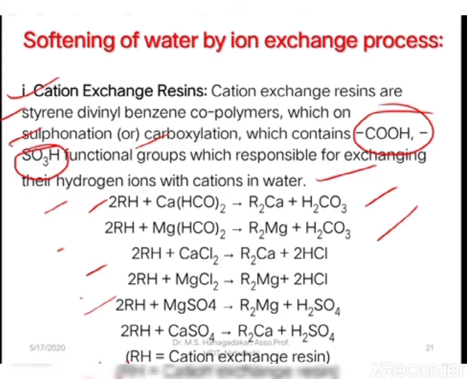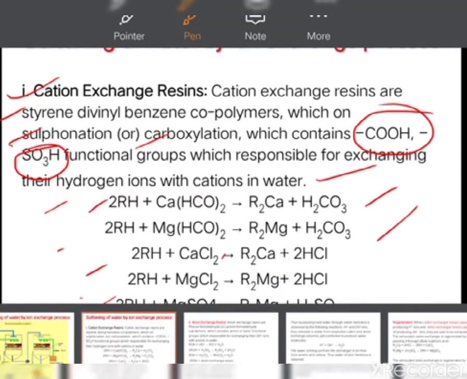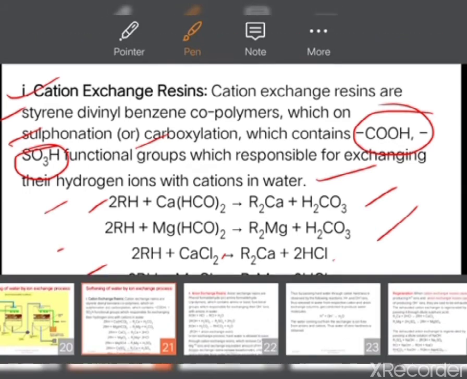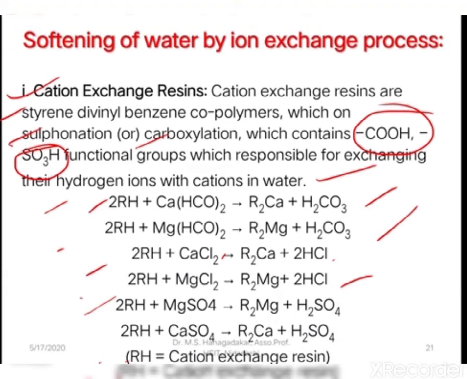Similarly, the cation exchange resin, when it reacts with the hard water containing calcium chloride and magnesium chloride, forms R2Ca or R2Mg with the release of hydrochloric acid. Similarly, if water contains hardness like magnesium sulfate or calcium sulfate, there is a formation of R2Mg or R2Ca with the release of sulfuric acid. So this is how the cation exchange resin exchanges the hydrogen ion by capturing calcium and magnesium from the hard water.